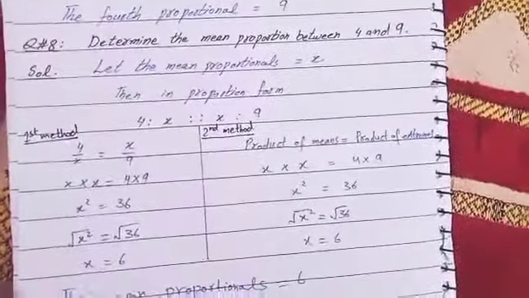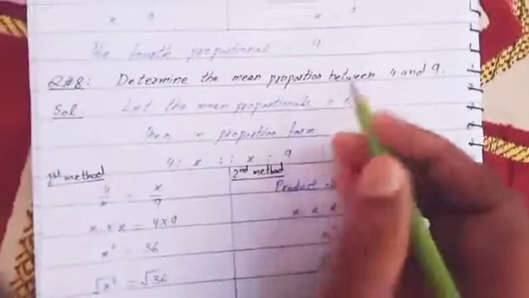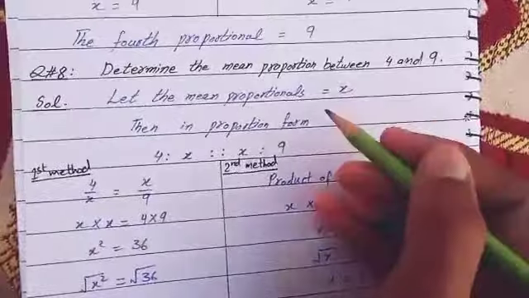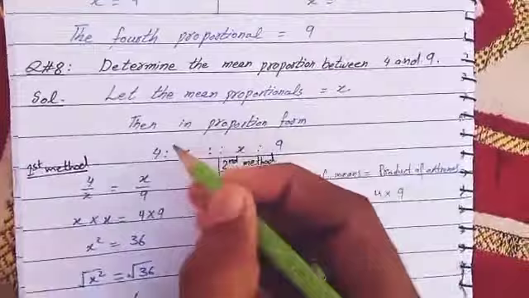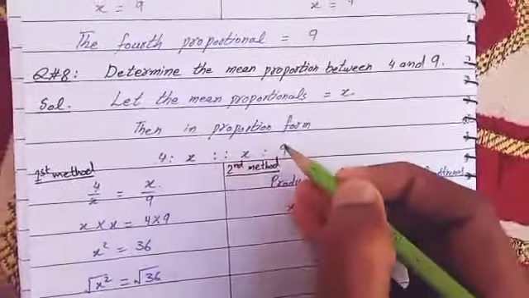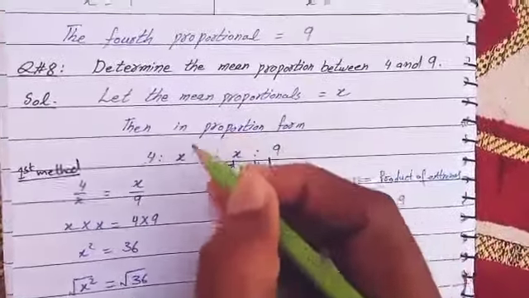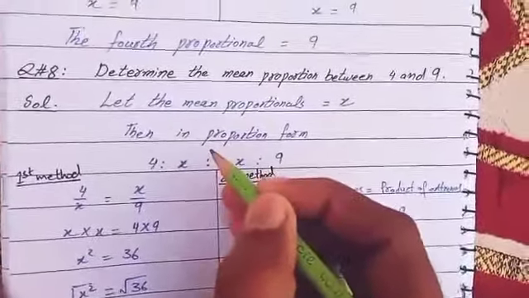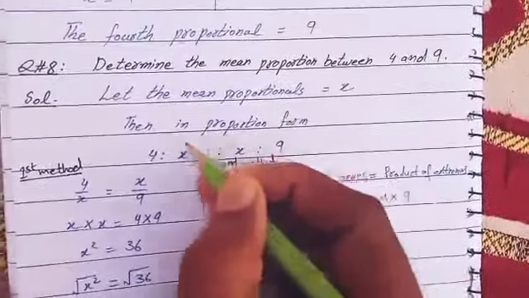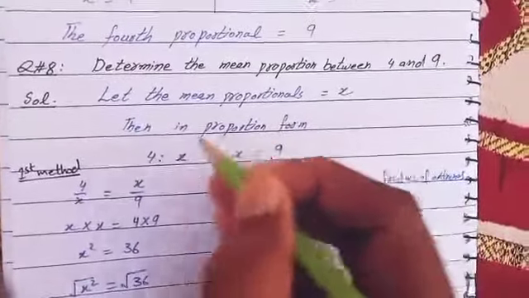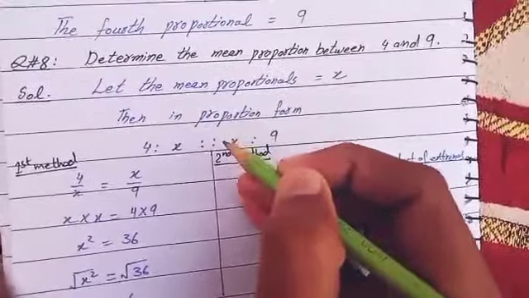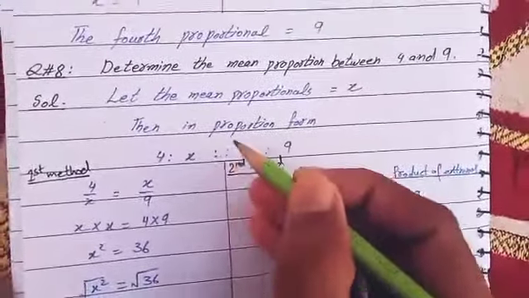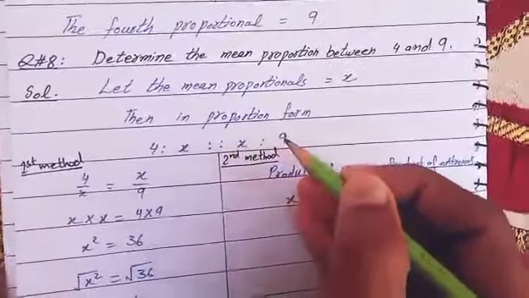Now question number 8 is written as: determine the mean proportional between 4 and 9. Extremes are given, we have to find the means. Let the mean proportional be x. In proportional form, 4:x proportion x:9. This x is repeating because we have to find the means, the two terms between these two. So these two are unknown, we have to find these means. So 4:x proportion x:9.